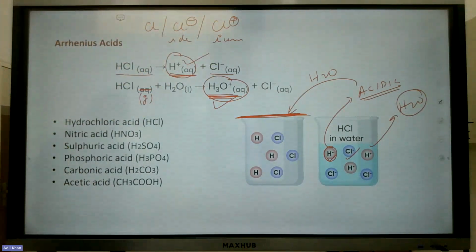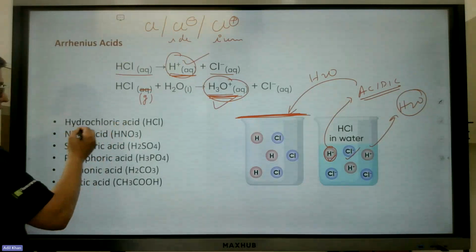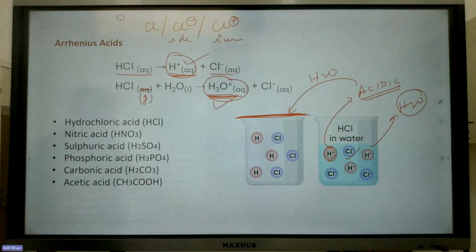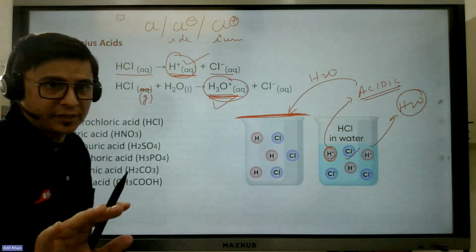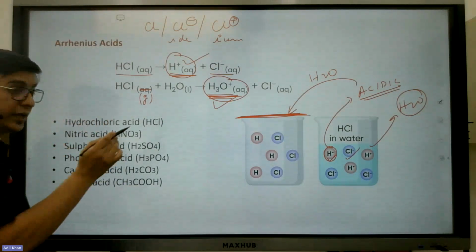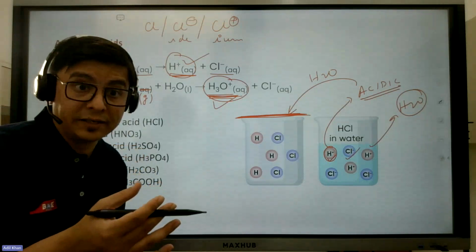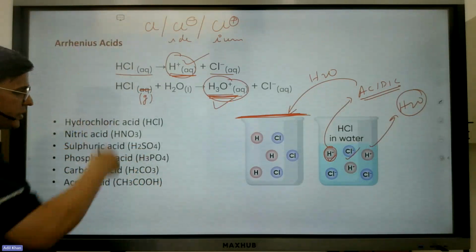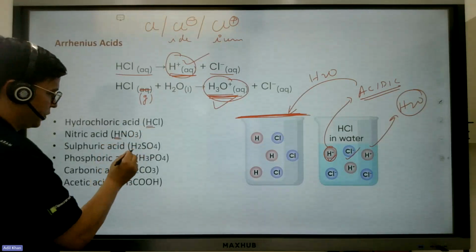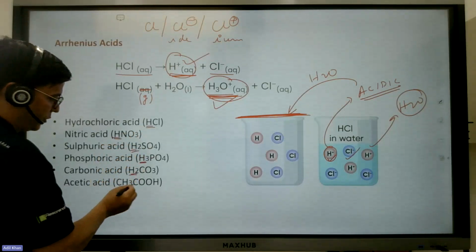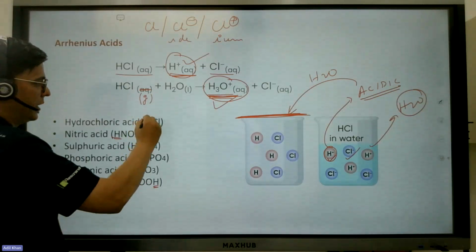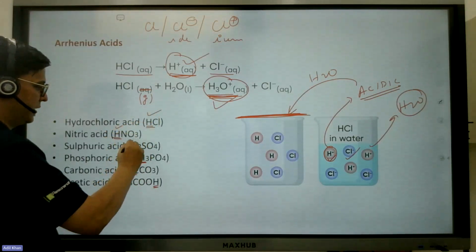Examples of Arrhenius acids are HCl, hydrochloric acid, nitric acid, sulfuric acid, phosphoric acid, carbonic acid, and acetic acid. Carbonic acid is present inside your cold drink, soft drink. Acetic acid is in vinegar. Sulfuric acid is known as the king of chemicals. It is highly strong. Now, what is the similarity between all these? The presence of hydrogen. Here there is one hydrogen, here there is one hydrogen, here there are two hydrogens.